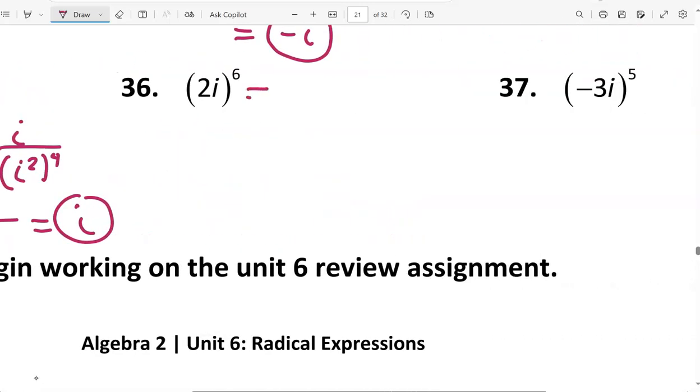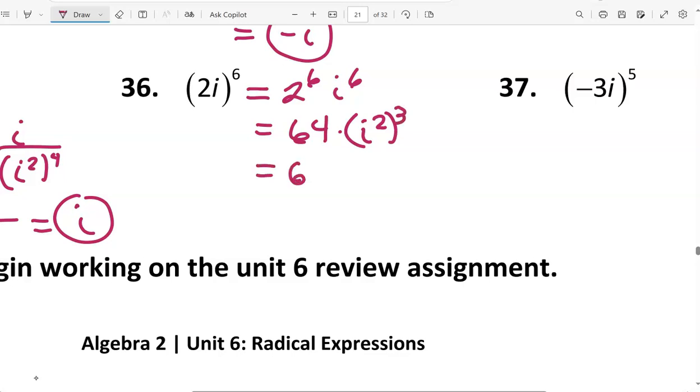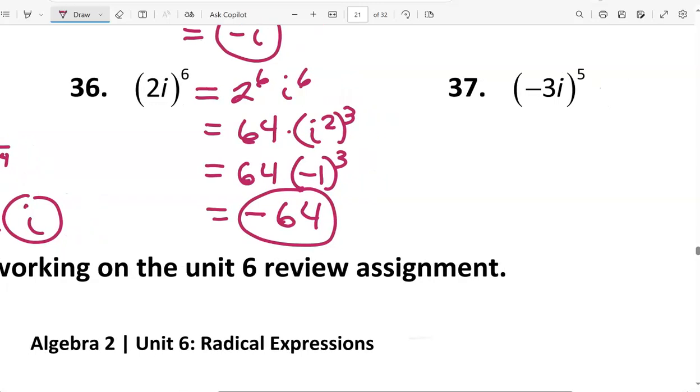In 36, 2i raised to the 6th power is 2i times 2i times 2i, etc. So that's actually 2 to the 6th power times i to the 6th power. 2 to the 6th power is 64, and i to the 6th power is i squared raised to the 3rd power. i squared is -1, and -1 to the 3rd power is -1, so -1 times 64 is -64.